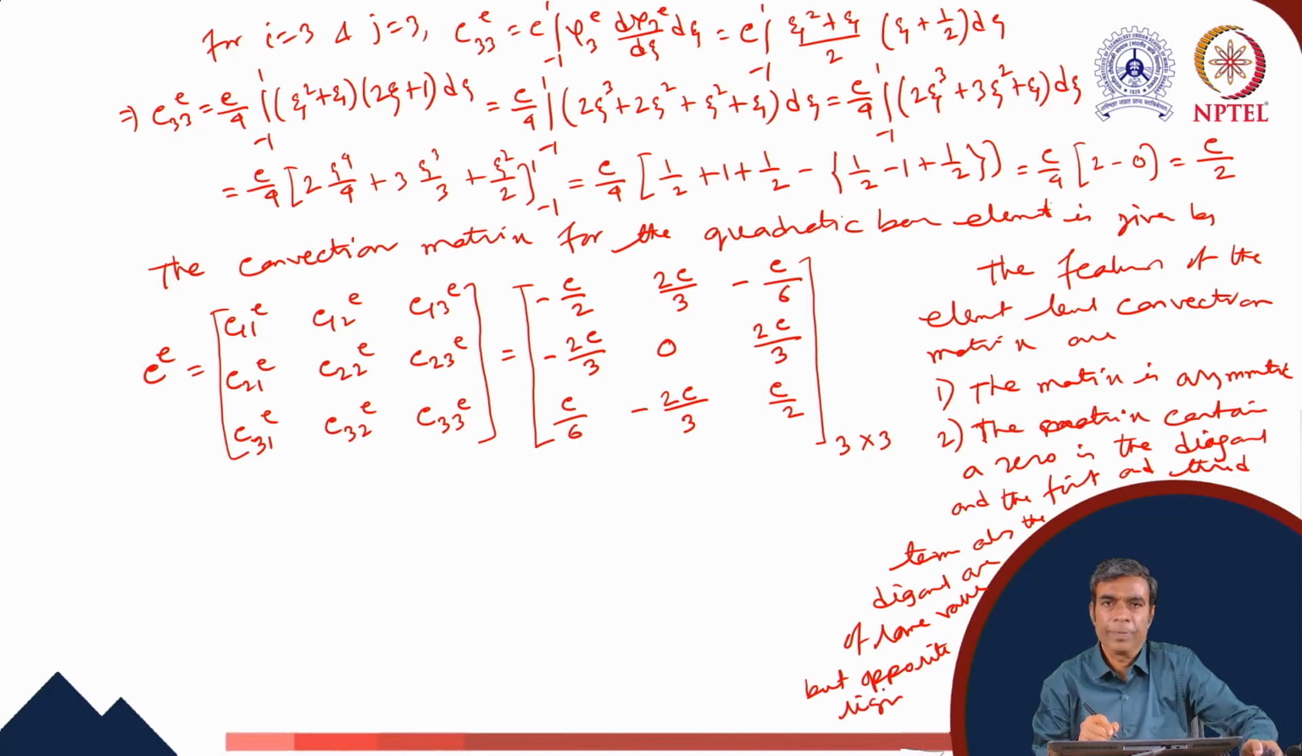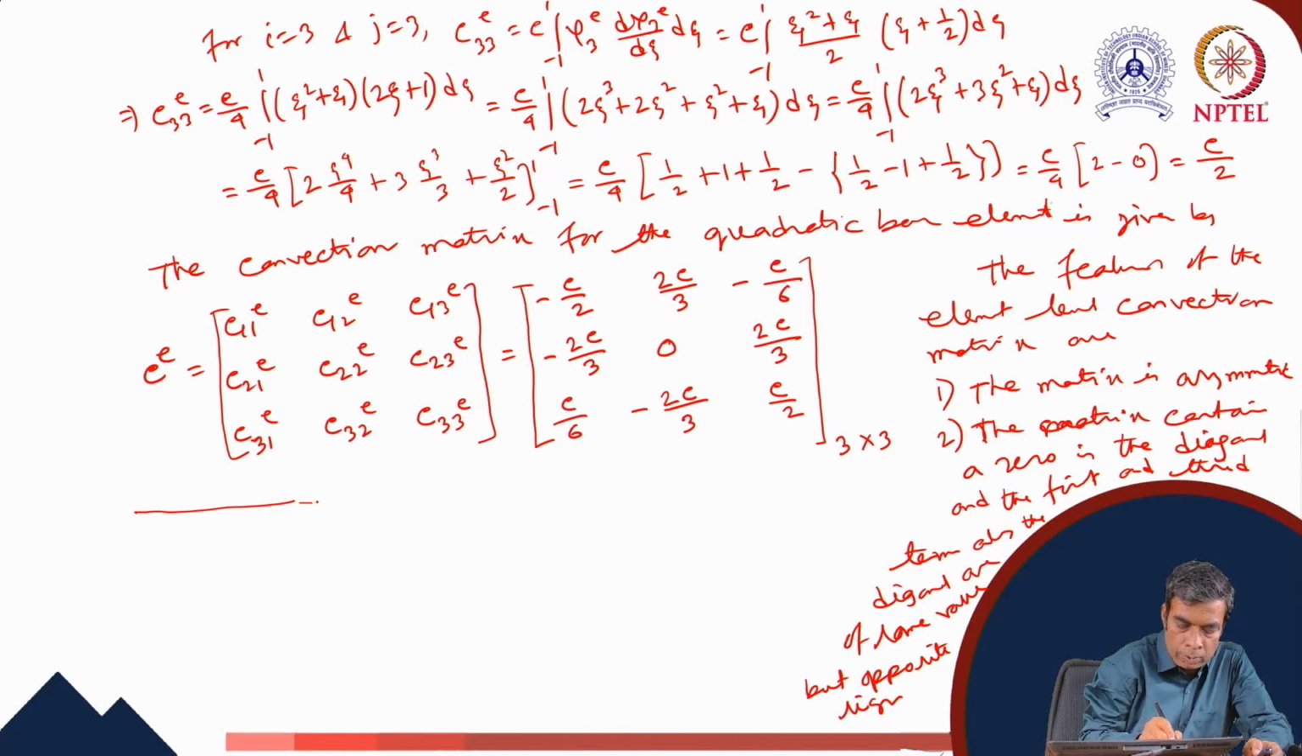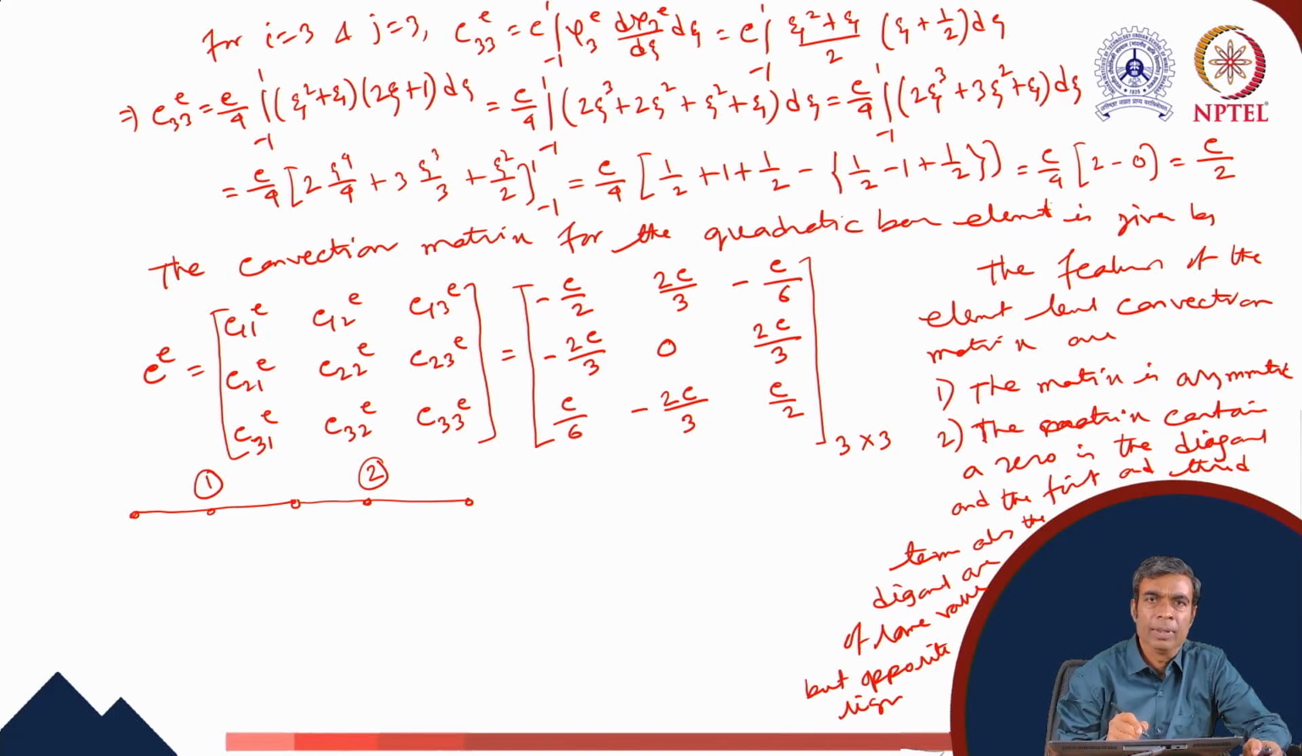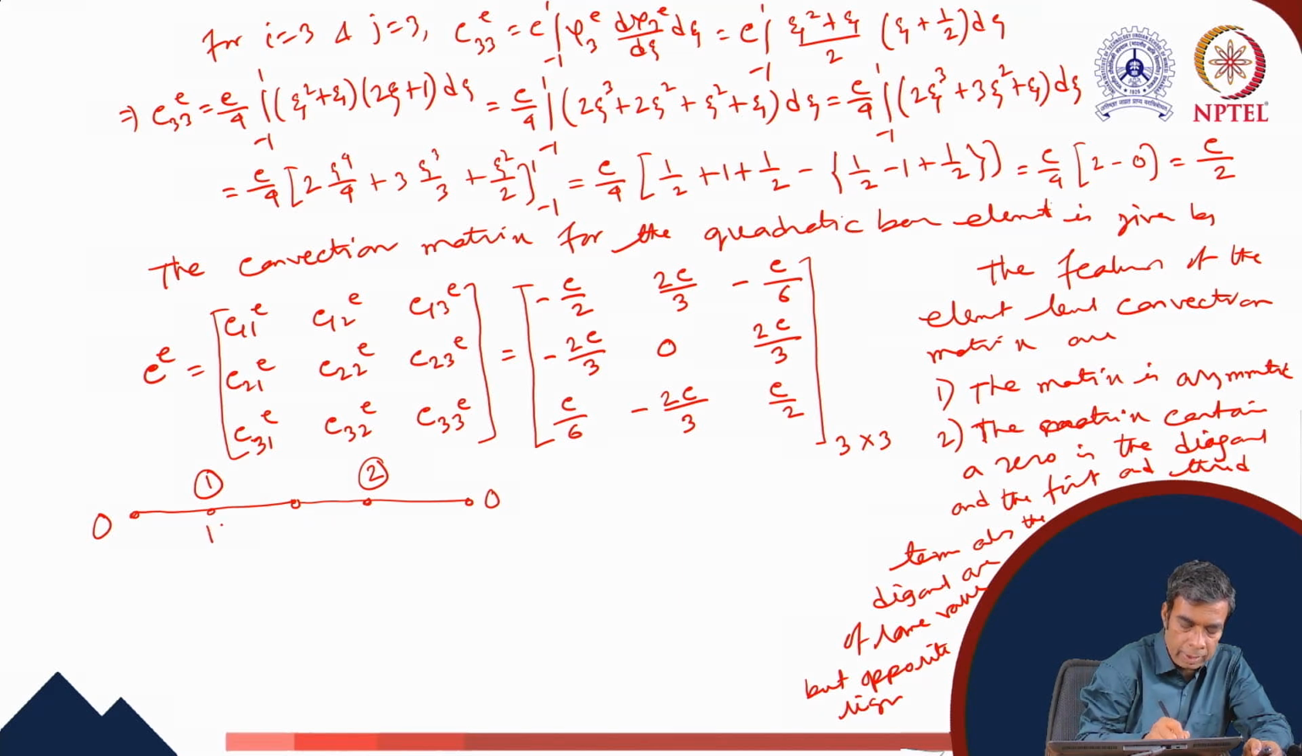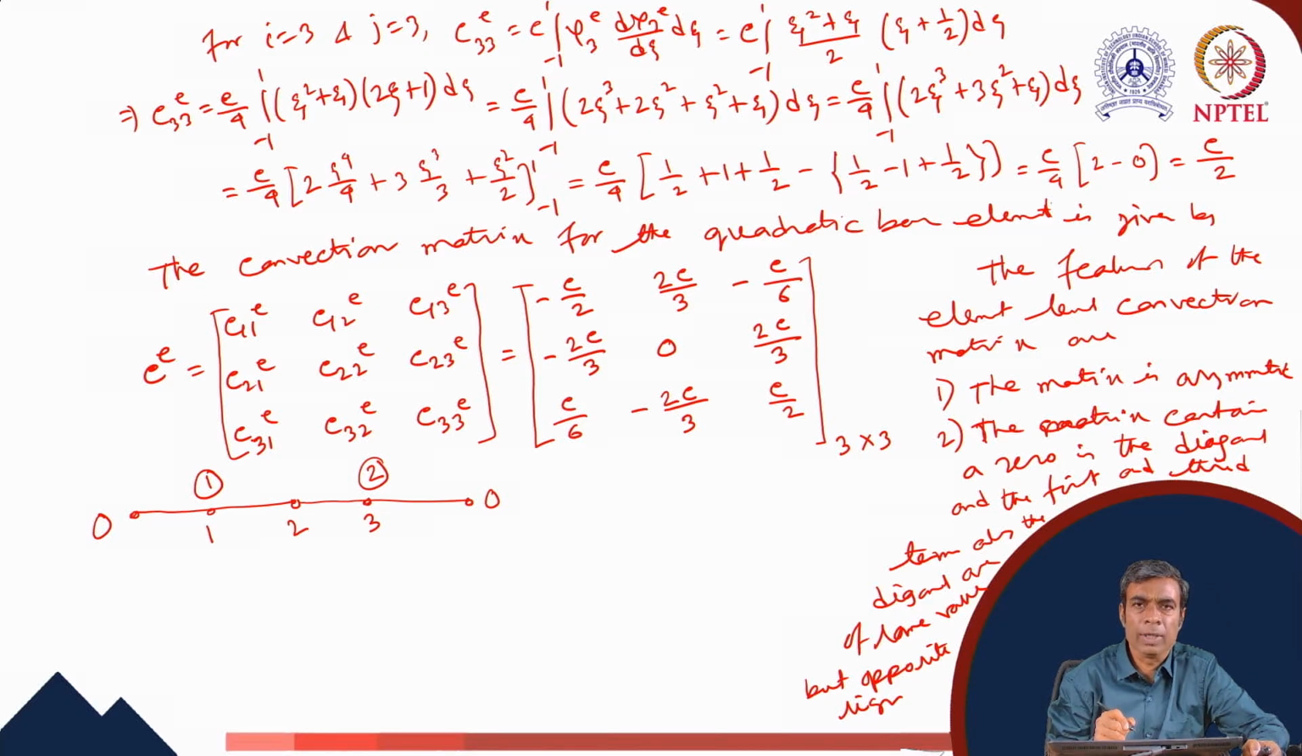So let us check whether the assembled matrix will be skew symmetric or not. For that, we shall consider only two quadratic finite elements. So these elements we give numbering as element 1, element 2. Let us consider that the boundaries are of EBC type. So there we assign 0 equation numbers. So equation number 0, equation number 0, equation number 1, 2 and 3. So we shall have 3 unknowns, or the assembled matrix will be of 3 by 3 size.